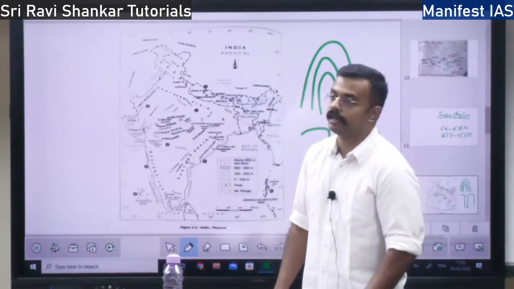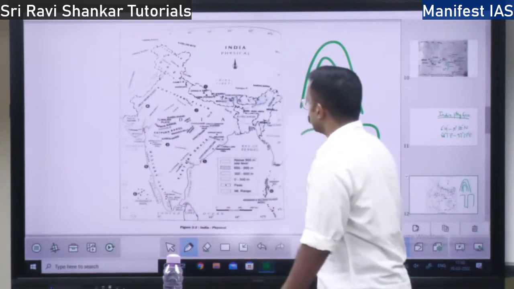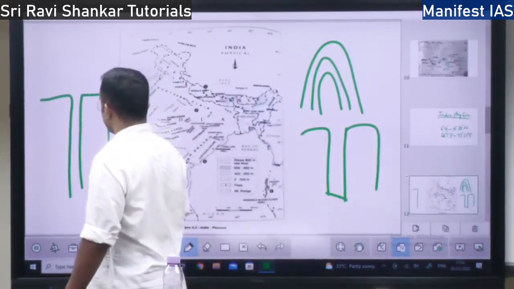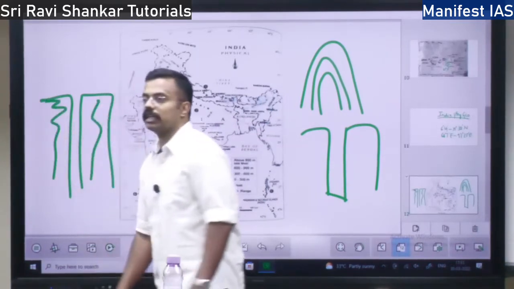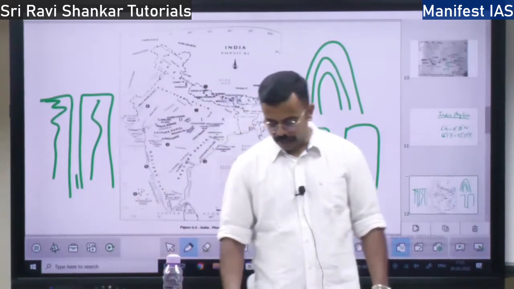Fluvial landforms you will find. So you will find gorges. I've told you, what is a gorge? It is like this. The gap. If these are the two mountains, the gap between the mountains is a gorge where the river flows. Right? I've shown you the diagram also.